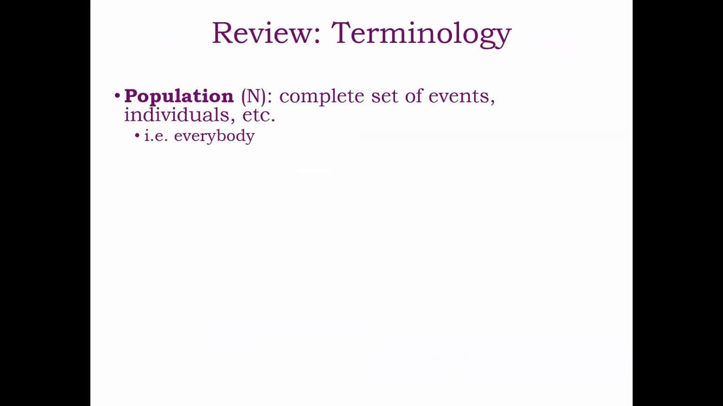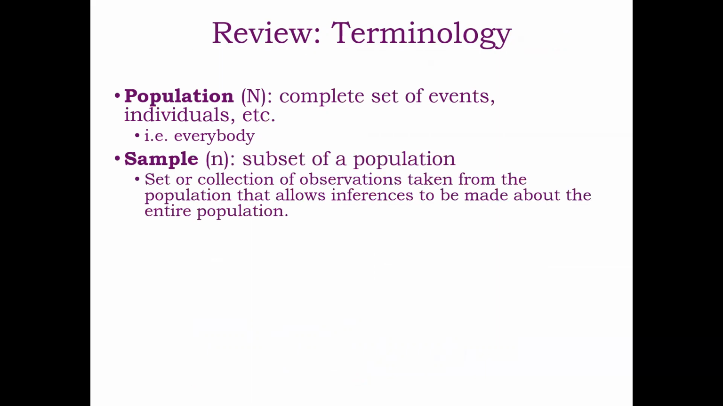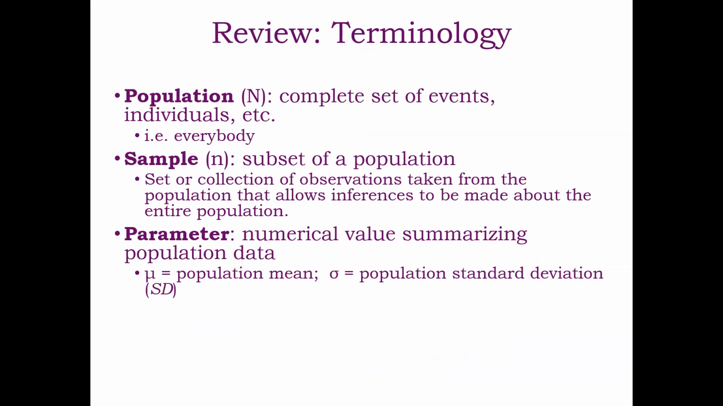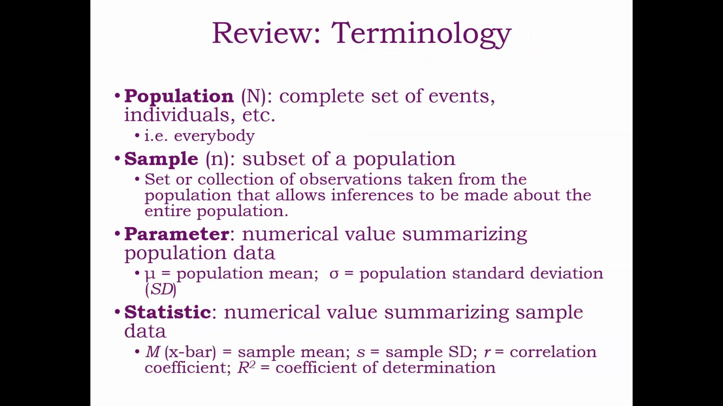Okay, so let's review some terminology. Population is the complete set of events, individuals, it's everybody. Sample is a subset of that population. Parameters refer to numerical values summarizing population data. So mu is population mean, sigma is population standard deviation. We've already seen that, right? Statistics summarize sample data. So we have mean or X bar. We have S, sample standard deviation, r, correlation, and so forth.